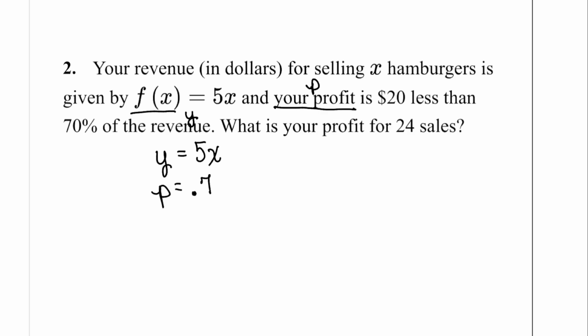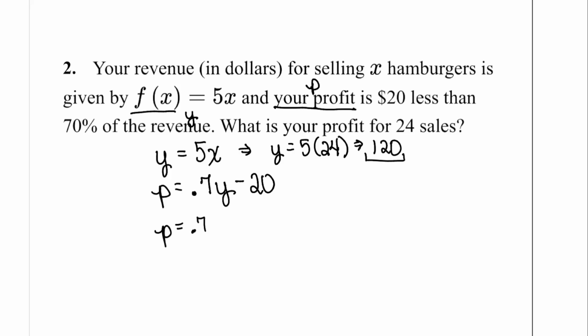So we're going to do P equals 0.7y minus 20. Okay. What is your profit for 24 sales? Well, we can go ahead and plug in 24 for x here. So y is 5 times 24, and that's going to be 120. Then we are going to go ahead and replace y with 120 here. So we have P equals 0.7 times 120 minus 20. So our profit is going to be 84 minus 20, which is $64.